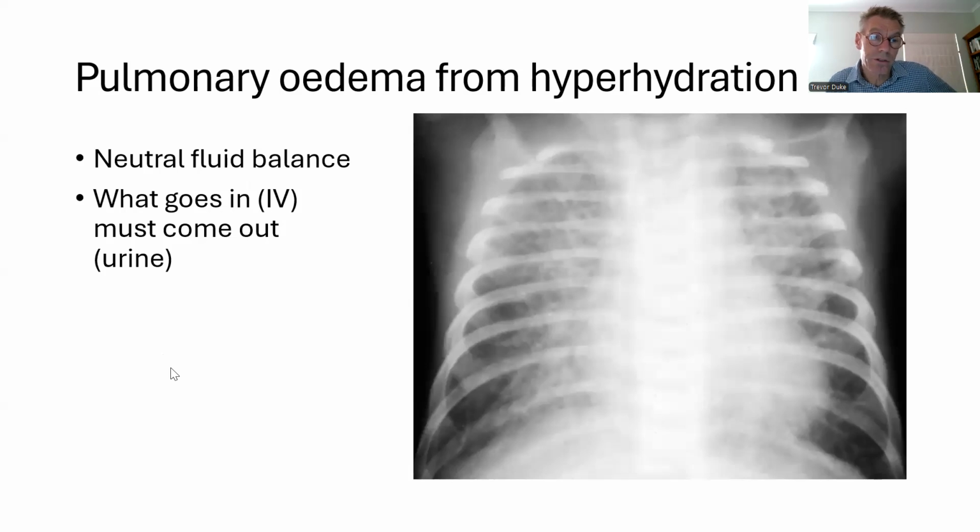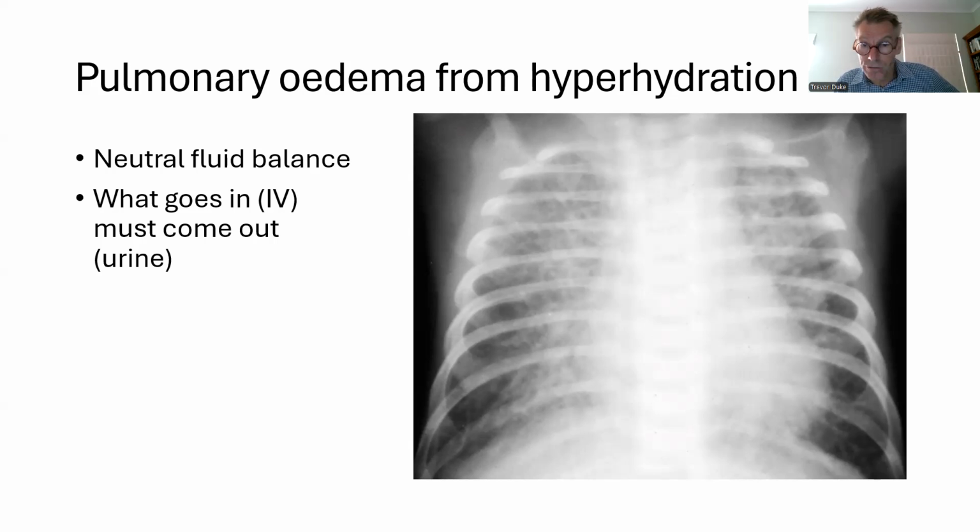This is what happens if you don't achieve a neutral fluid balance. This was a child who had hyperhydration, and nobody was attuned to the fact that the urine output has to be maintained, and so a lot of fluid went in and not much came out. Where does it go? It goes to the lungs, and you get really wet lungs like this. You can see how this child's got quite severe pulmonary edema.